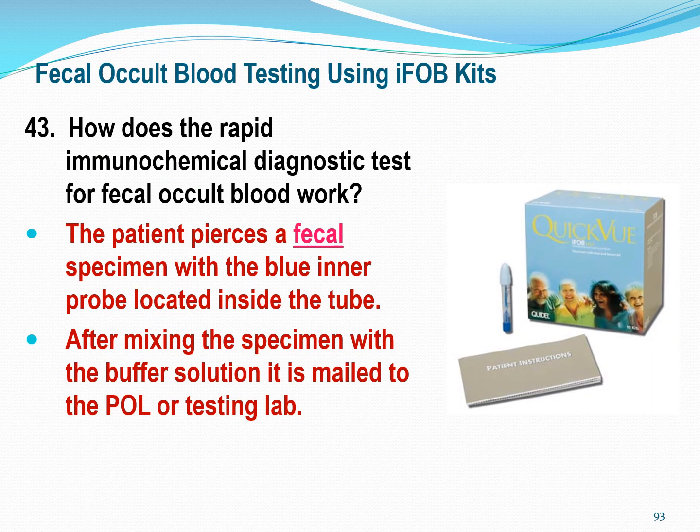So fecal occult blood testing using the iFOB kits, okay? How does the rapid immunochemical diagnostic test for fecal occult blood work? First, the patient pierces a fecal specimen with a blue inner probe located inside the tube. After mixing the specimen with the buffer solution, it is mailed to the physician's office lab or testing lab.